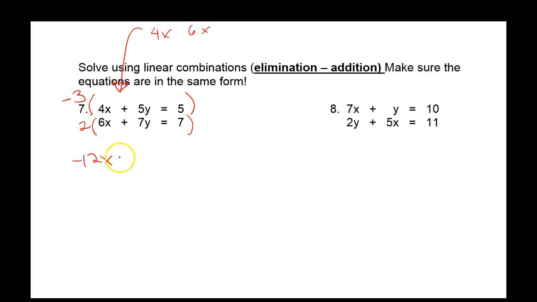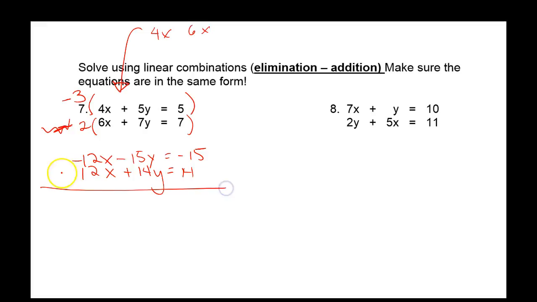-12x minus 15y equals -15. The second equation now looks like this: 12x plus 14y equals 14. All right, let's add those equations together.